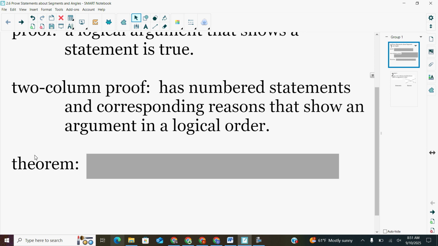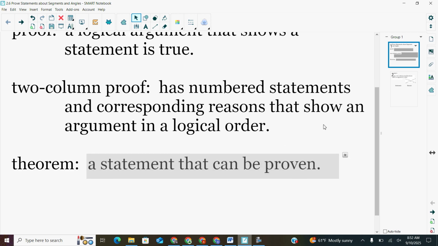We've defined a conjecture. A conjecture is something that we are guessing to be true. Remember, a postulate is something we understand to be true, but we don't necessarily show why it's true. A theorem is something that can be proven to be true. Something we can prove, something we can walk somebody through step by step and show why it's true is called a theorem.